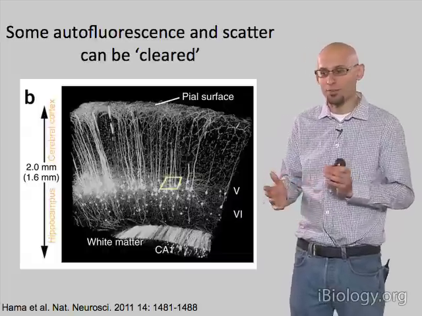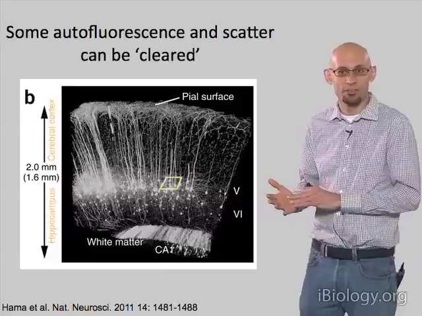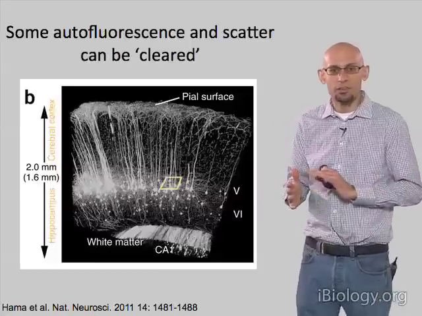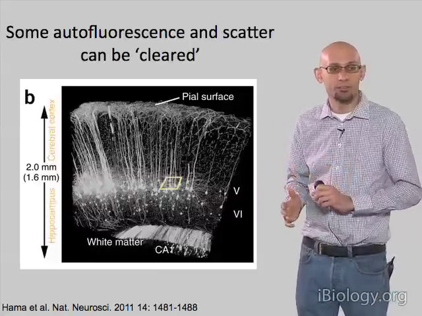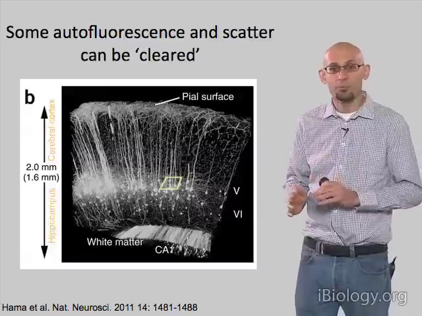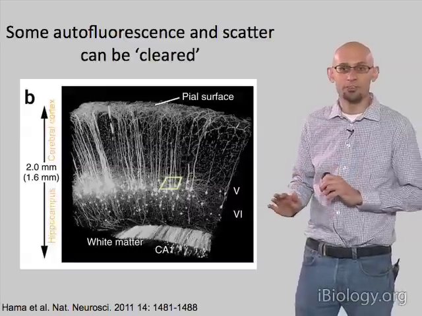You can't take a live mouse and dissolve out all this stuff and still have a live mouse at the other side. So this is one approach that can be used and is very good for fixed samples, but still doesn't really solve our problem if we want to be able to image into a live animal.